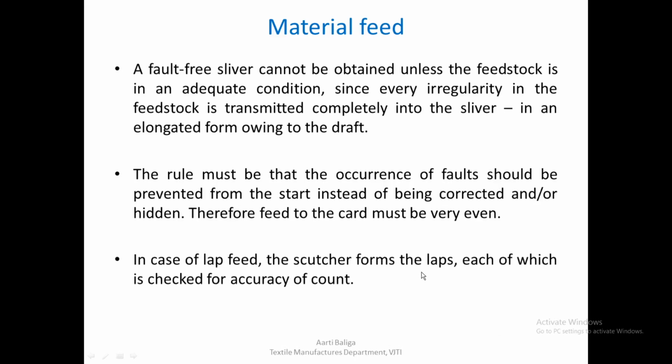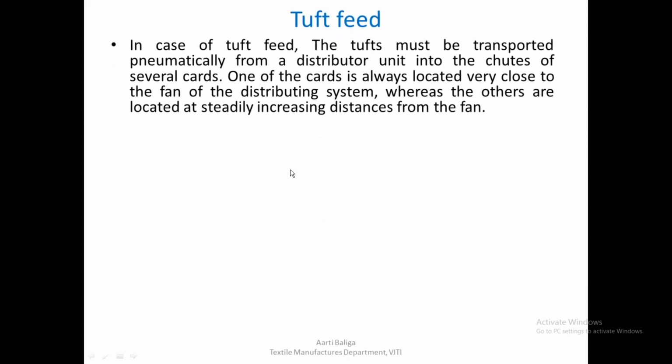In case of lap feed, the scutcher would form the lap, each of which is checked for accuracy of count. So in the lap formation system which was there earlier, there was one advantage that one could check the accuracy of the hank of the lap and then only pass it further to the card. But in case of tuft feed, one must have enough sensors, enough places where the sheet thickness and the evenness is checked. So let us go further and see what are the different systems that are available.